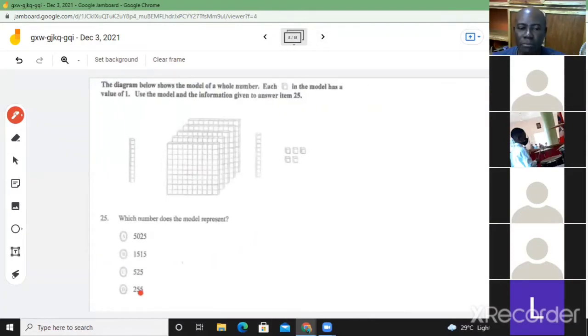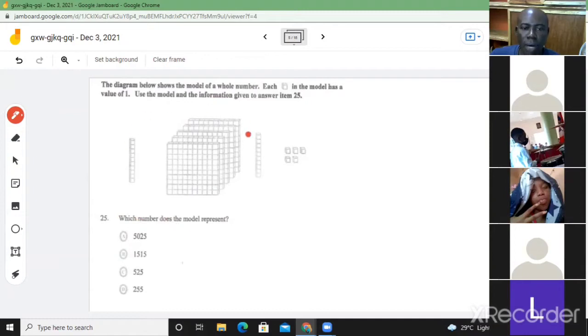This question again is very similar, Mighty, to the one you answered last week, but it's different. Yeah, we did something like this last week. All right, so let's go through. It says the diagram below shows a model of a whole number. Each little box in the model has a value of 1. Use the model and the information given to answer question 25.